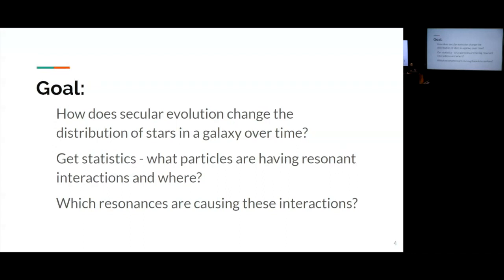How can we get at estimates of how many stars move from where to where, and why? What are the statistics here? What stars are having resonant interactions and where? And which resonances are causing these interactions?